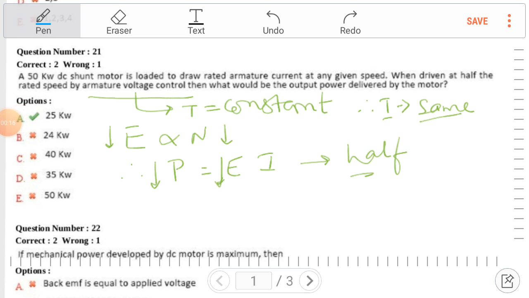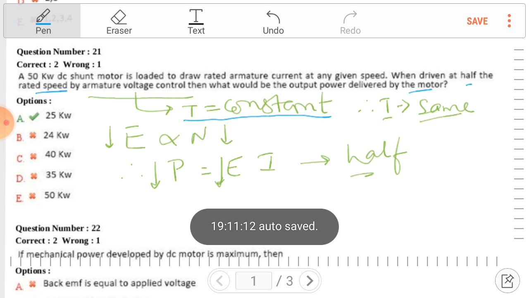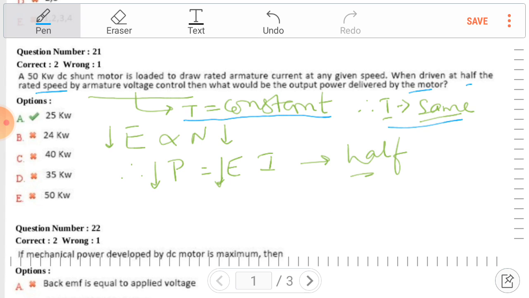In the first question, it is given a 50 kW DC shunt motor loaded to draw rated armature current at any given speed. When driven at half the rated speed, so the speed is reduced to half by armature voltage control, then what would be the output power delivered by the motor? It is given that we are using armature voltage control, so the torque will be constant, and when the torque is constant, current will remain same. Then what is the effect on output power?